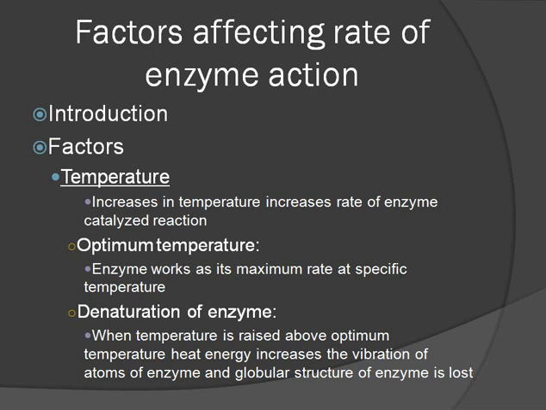Then comes what is actually optimum temperature. In simple words, we can say that an enzyme works at its maximum rate at a specific temperature. That specific or certain set temperature is called optimum temperature. Then comes denaturation of enzyme. What is denaturation? It is actually the destruction of the enzyme molecule.